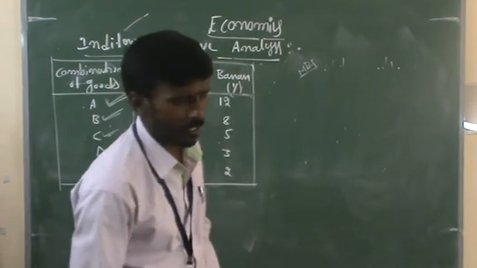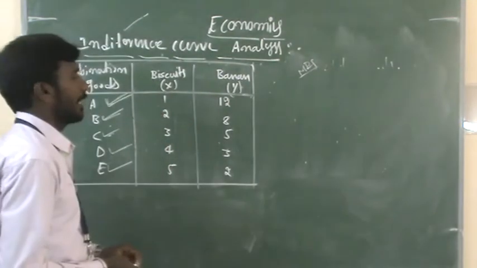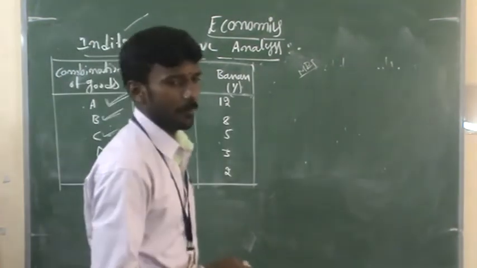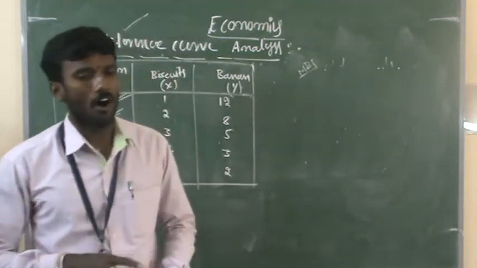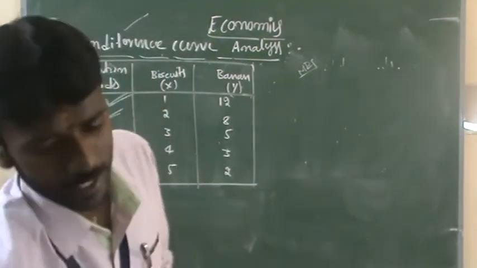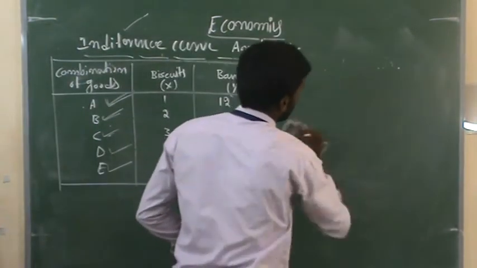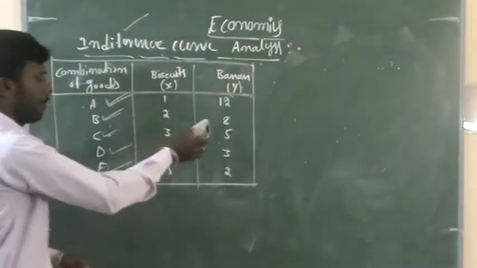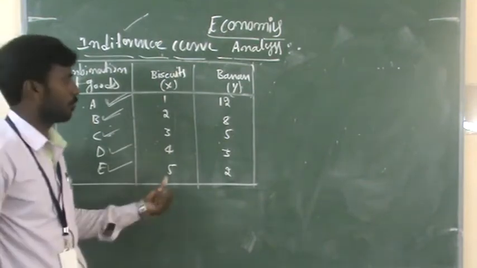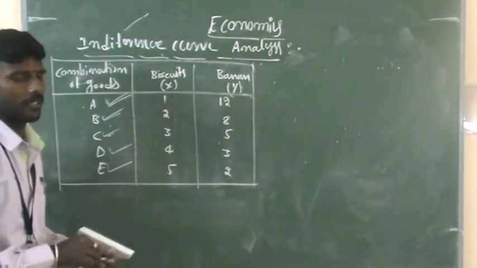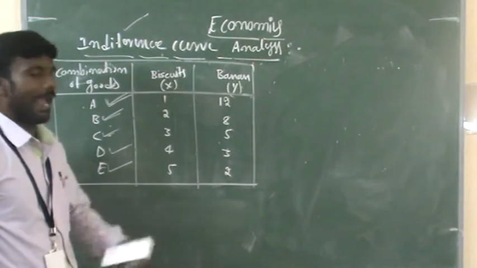So due to that reason the indifference curve is completely dependent upon MRS, the marginal rate of substitution. It means the rate of substitution between one commodity to another commodity. Ee table annu nodidre nimge easy aagi gottagutte antu helbodu. So this is the table and the table explanation.